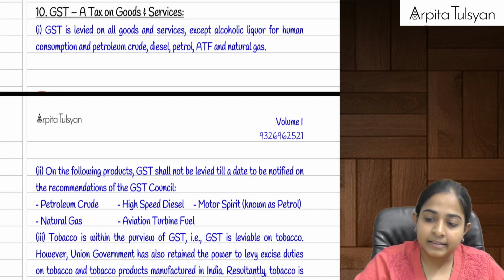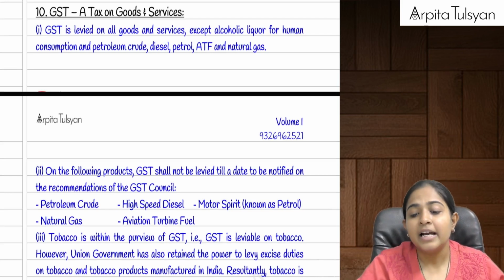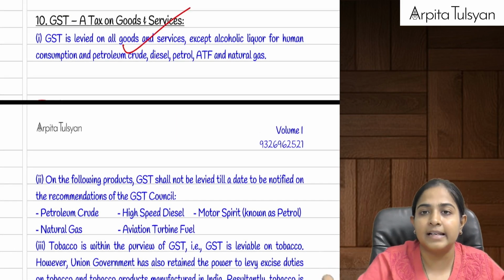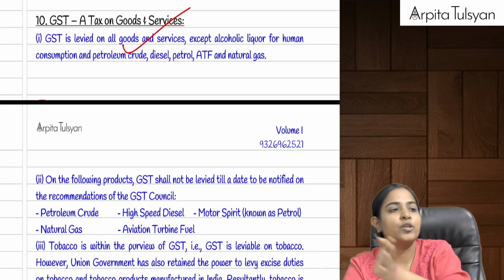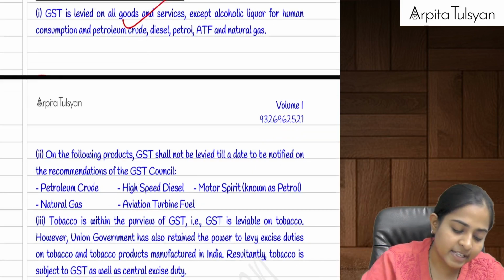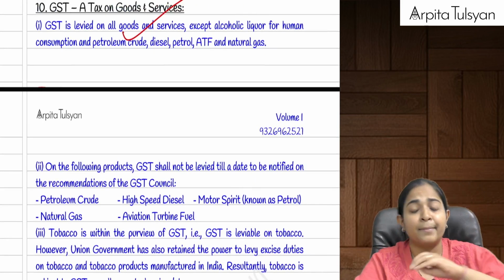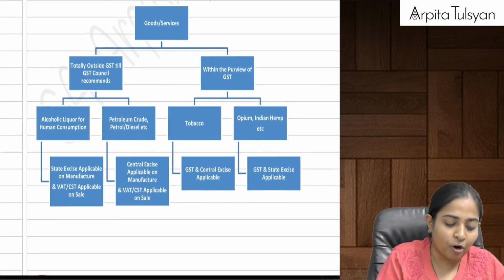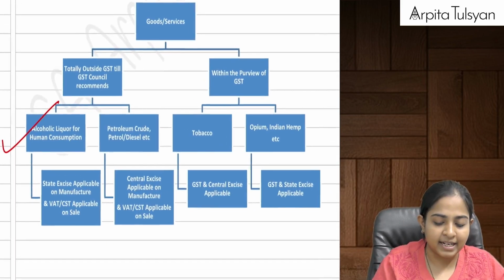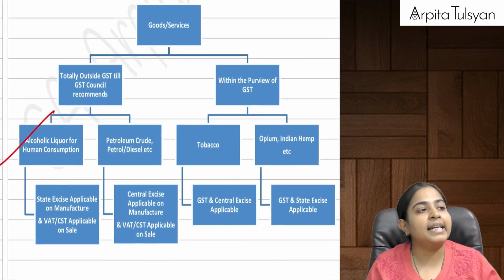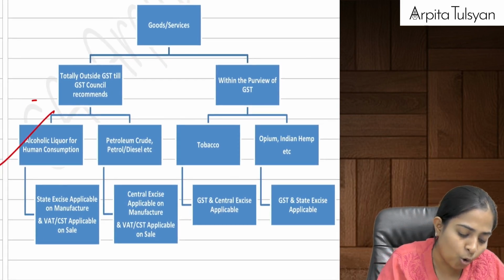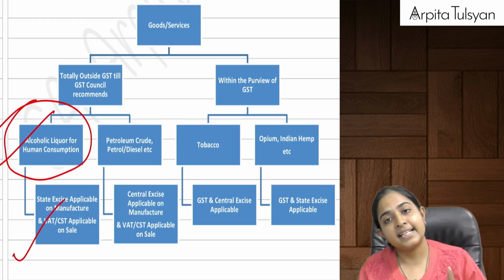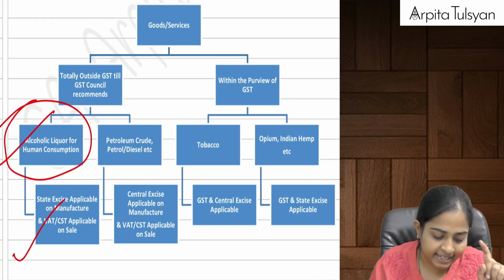And the last one here, that is GST, which is the tax on both goods as well as services. Earlier we had separate taxes on goods or separate taxes on services. Now this is a particular tax which is applicable on all the goods and services except for alcoholic liquor for human consumption. Can you see this, everyone? Alcoholic liquor for human consumption is kept totally outside the purview of GST, but still state excise and VAT CST is applicable on it.